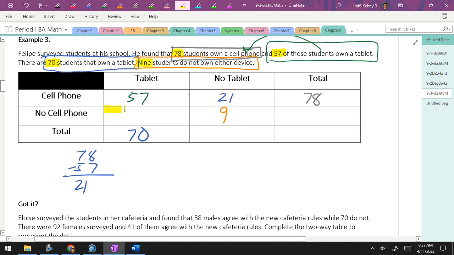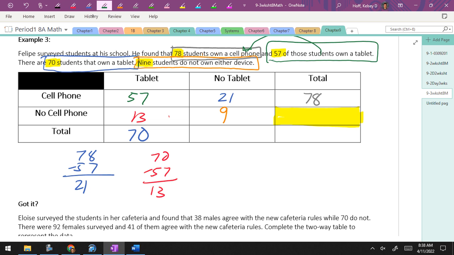Now, somebody by the raise of your hand, tell me how I'm going to get this one. Courtney: 70 minus 57, and you end up with 13. Somebody tell me how to get this one. Jack. Why are we going to add? Because it doesn't have a total. Very good. We're finding the total, so we're going to add 13 plus 9, which is 22.